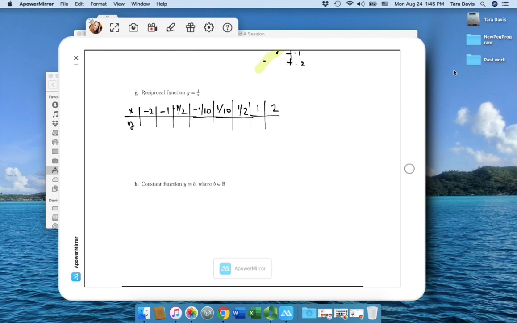Okay, so when I put -2 in, I have 1 over -2. And then when I put negative 1 in, I have 1 over negative 1. And then the reciprocal of negative 1/2 is negative 2. And the reciprocal of negative 1/10 is negative 10. Okay, and then similarly for these, it's just that they're not negative. Okay, so I start to plot the points, and then let's see, how does it look?